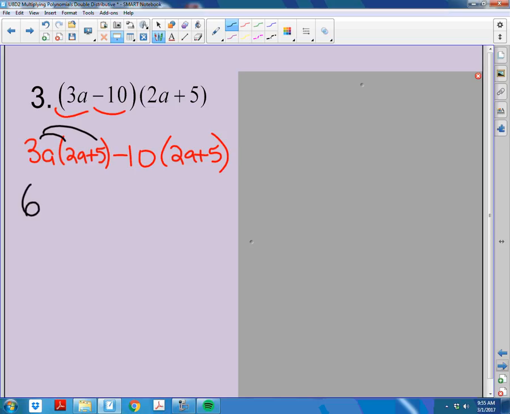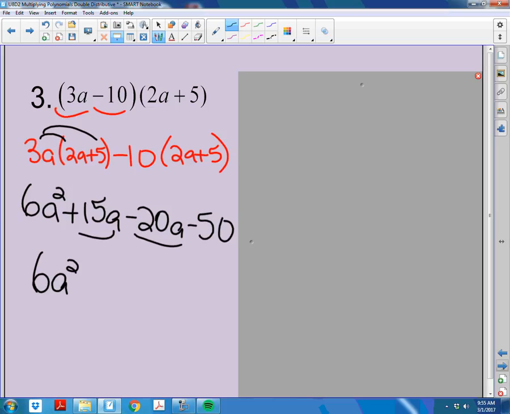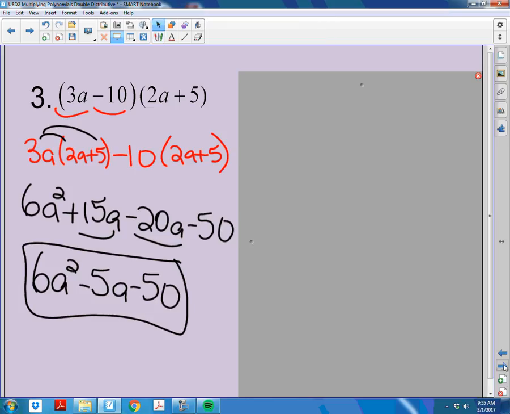So you end up with 6a squared. 3a times positive 5 is plus 15a. We go to the next one. Negative 20a minus 50. We have our like terms in the middle, so we end up with 6a squared minus 5a minus 50. Good to go? Any questions on that? Outstanding.